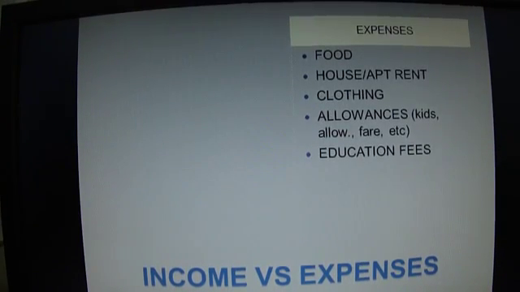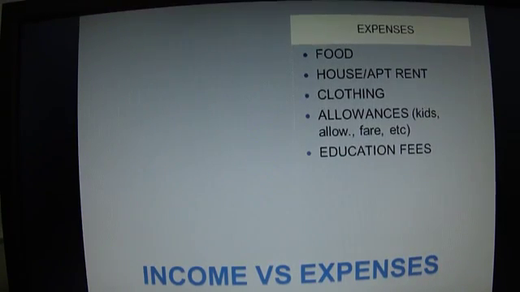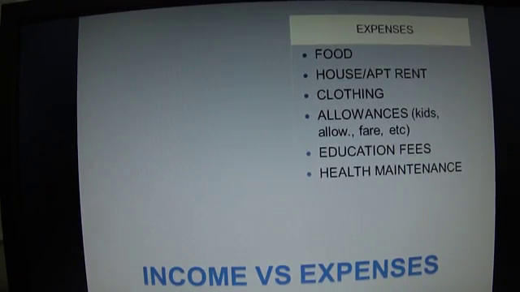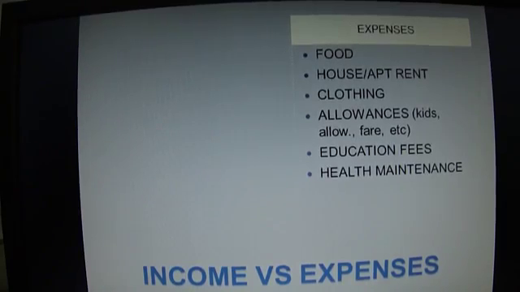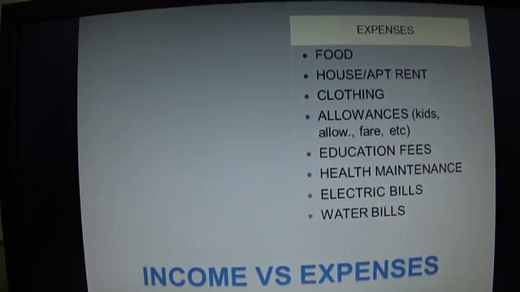Education fees such as tuition fees, miscellaneous, and books of our kids. Health maintenance: we normally take vitamins, vaccinations, and medicines as necessary. We also have our electric bills, water bills, telephone and cell phone bills.